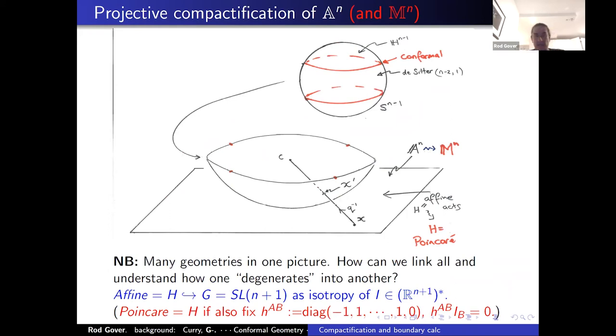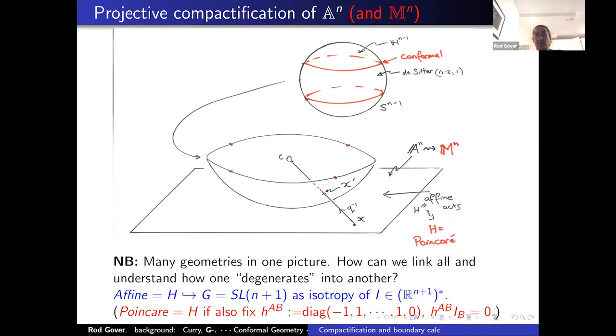Okay, what about compactifying affine space? And then we'll think about Minkowski. So affine space is easy to compactify projectively, and you probably know about this. What you do is you take your affine plane, here it is stretching off to infinity in all directions. You sit on it, instead of a medicine ball, you just sit a hemisphere, so half your medicine ball, and you do central projection.